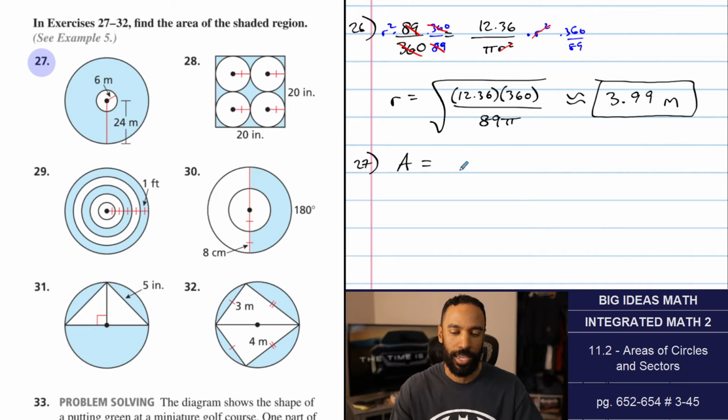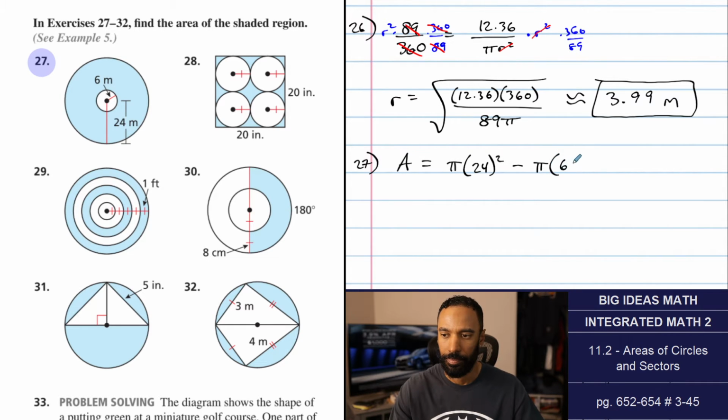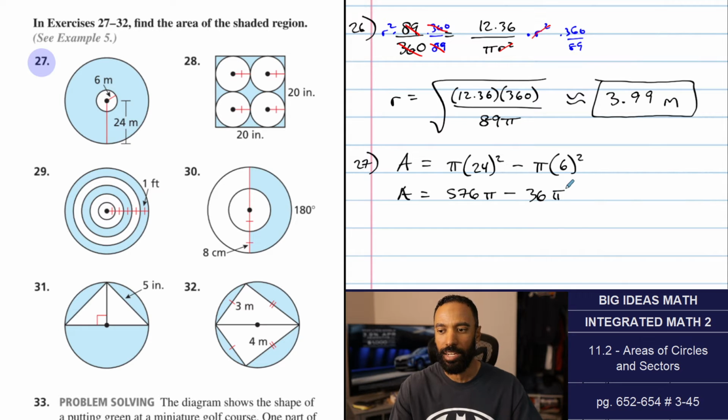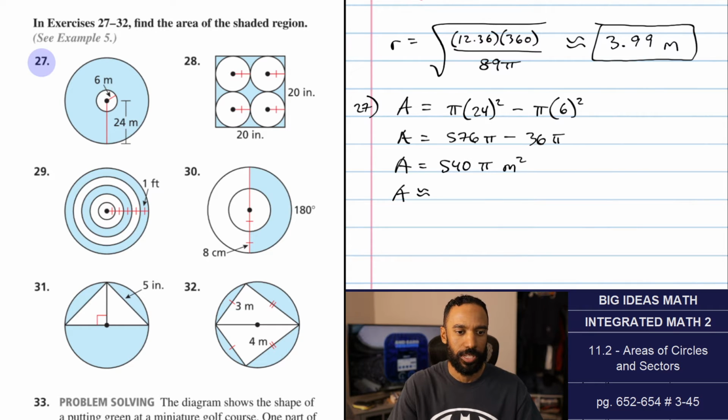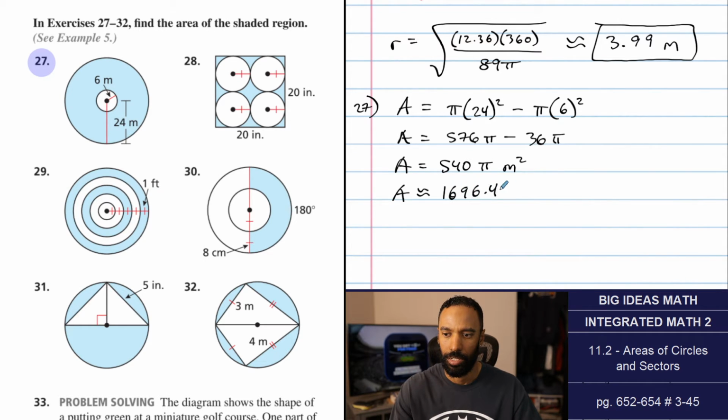So the area of the whole thing, we're going to do pi times 24 squared, the area of the big guy, minus pi times 6 squared, the area of the small guy. Those are their respective radii. Here I'm going to do some more exact answers to begin with. 576 pi minus 36 pi. I can combine those and get my 540 pi square meters exact answer. Now I'll calculate 540 pi, because I don't have to reduce any fractions. I'm getting 1696.46 square meters. That's number 27.